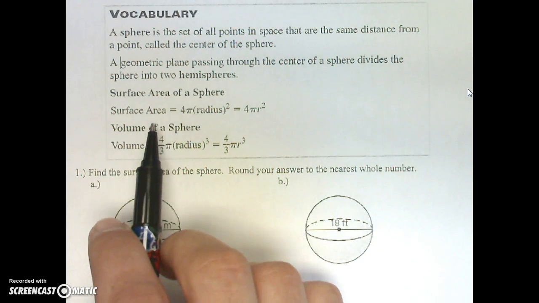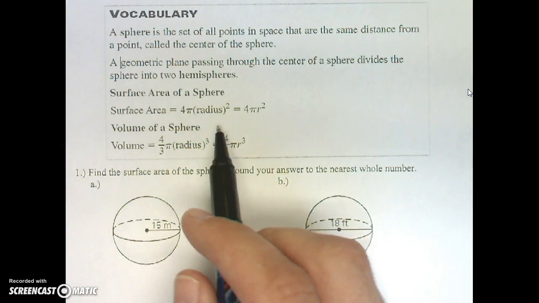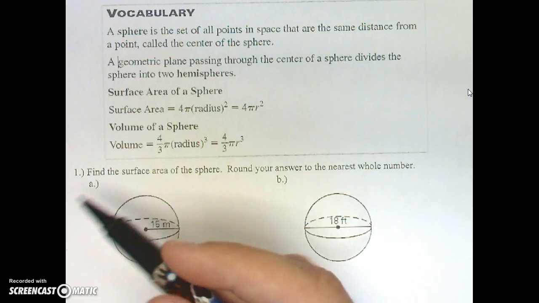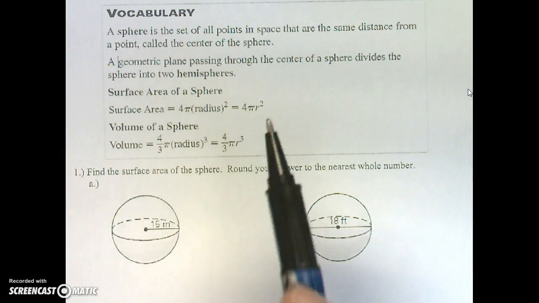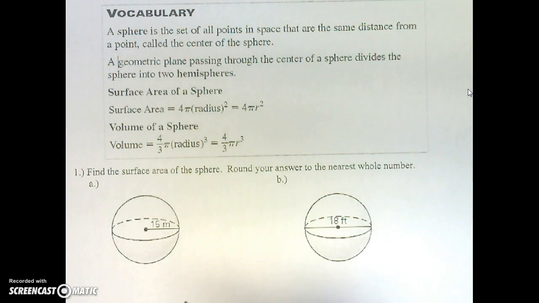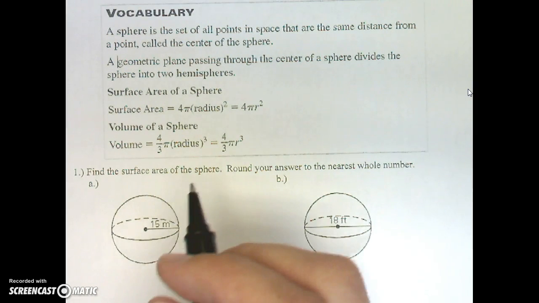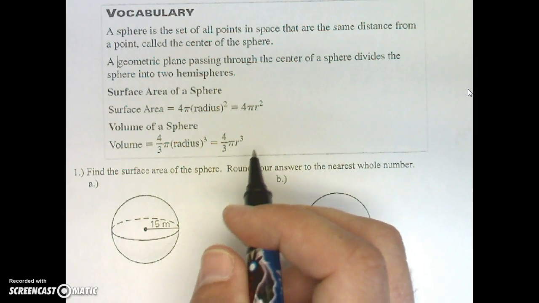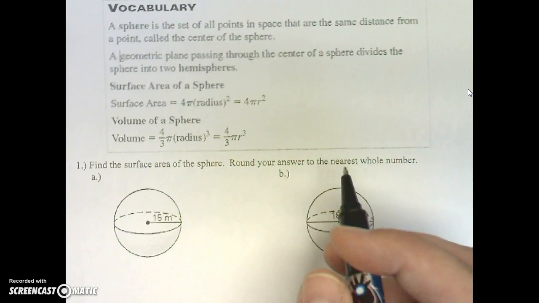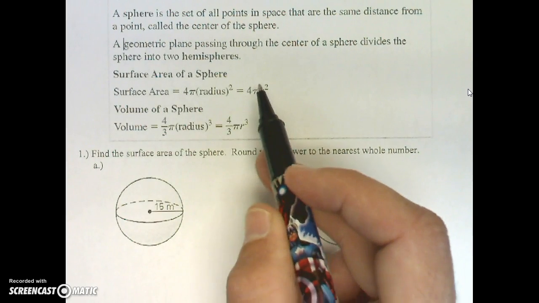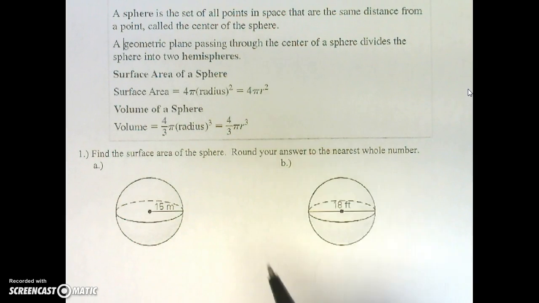Here are our 2 equations. Surface area equals 4 pi radius squared, 4 pi r squared. Again, this is an equation that you can use. What we're trying to identify is the radius. The volume is 4/3 pi r cubed. Since you're allowed to use these formulas, please make note of the difference between them: 4 and 4/3, r squared and r cubed.